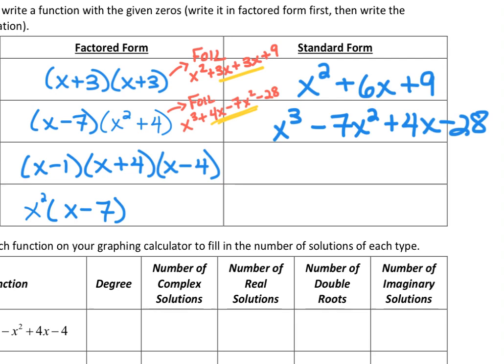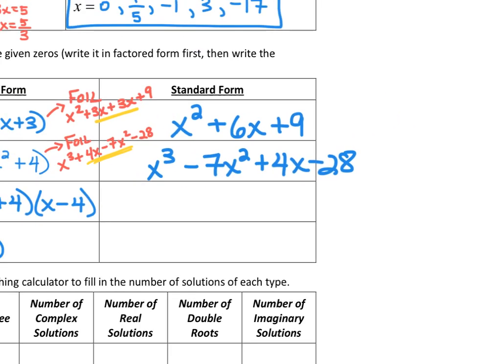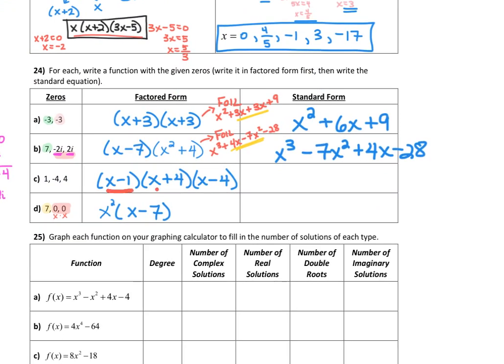Now for part C, I'm going to do my work off to the side here. Remember that when you're multiplying 3 things, 1, 2, 3, you can only multiply 2 at a time. So I'm going to start by using FOIL with x minus 1 times x plus 4. So I'm going to take x minus 1 times x plus 4, and I'm going to FOIL that.